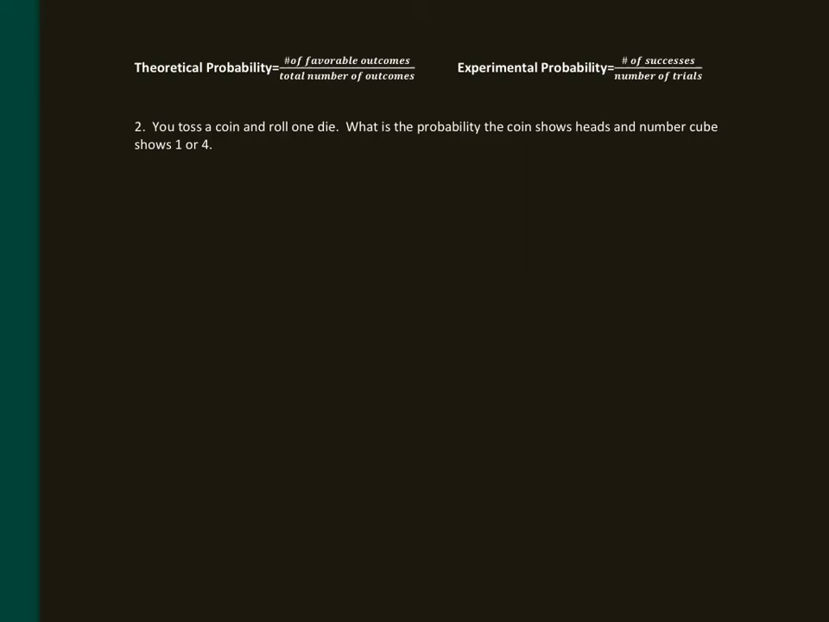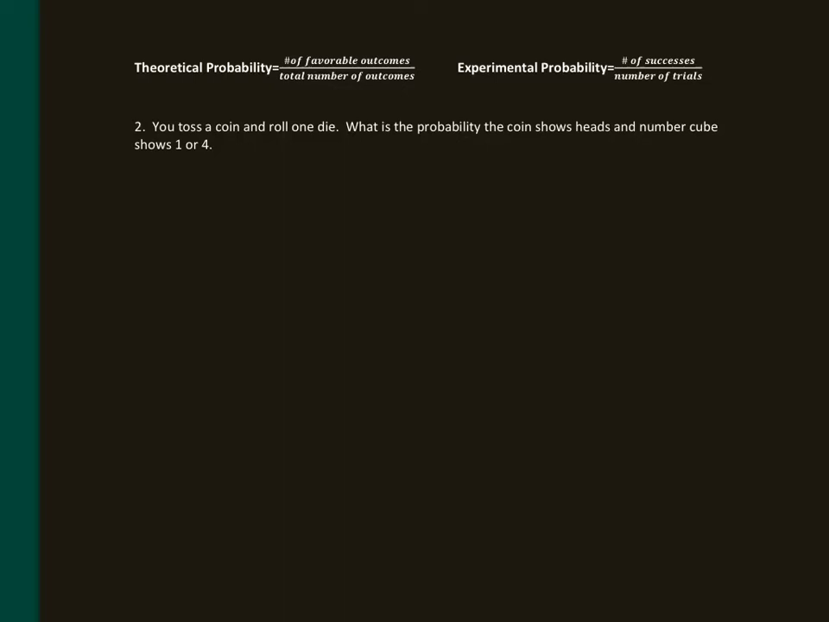Okay, so next slide here. Theoretical probability. That's what we just calculated right there: the number of favorable outcomes to the total number of outcomes. Experimental probability is the number of successes divided by the number of trials. So the difference is that theoretical probability is what we calculated, 1 out of 12. Experimental would be if you flipped a coin twice and rolled the die and recorded how many times each of the things happened, okay?